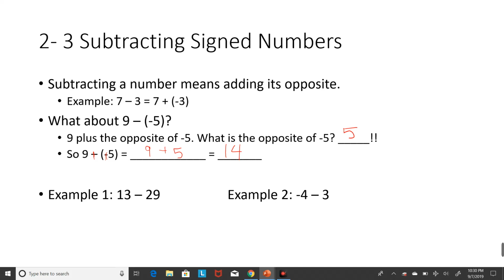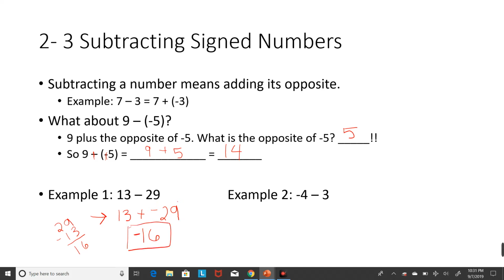Did you do it? Okay, let's see if you did them right. So 13 minus 29 is the same as 13 plus a negative 29. So now this problem is like the problems we were doing in the last section. We want to actually subtract the numbers. They have opposite signs, so we subtract them. 29 minus 13 is 16. But the answer is not positive because the number with the larger value has a minus sign on the front. So we get a negative 16.